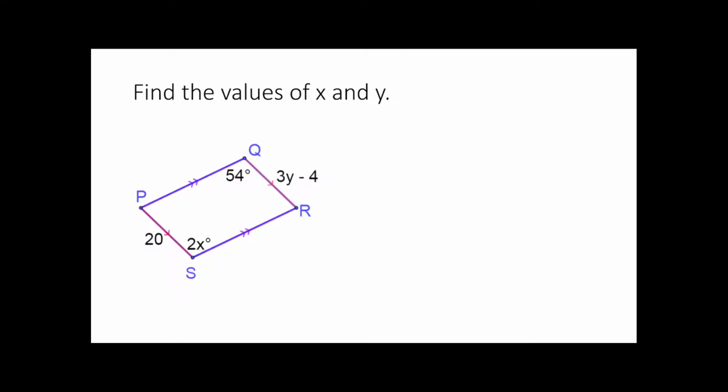In our next example, we're asked to find the values of X and Y. So when we look for X, we notice that 2x degrees is opposite the 54 degrees, so 2x has to be equal to 54 degrees. Since opposite angles of a parallelogram are congruent, we divide by 2, and X is 27 degrees.